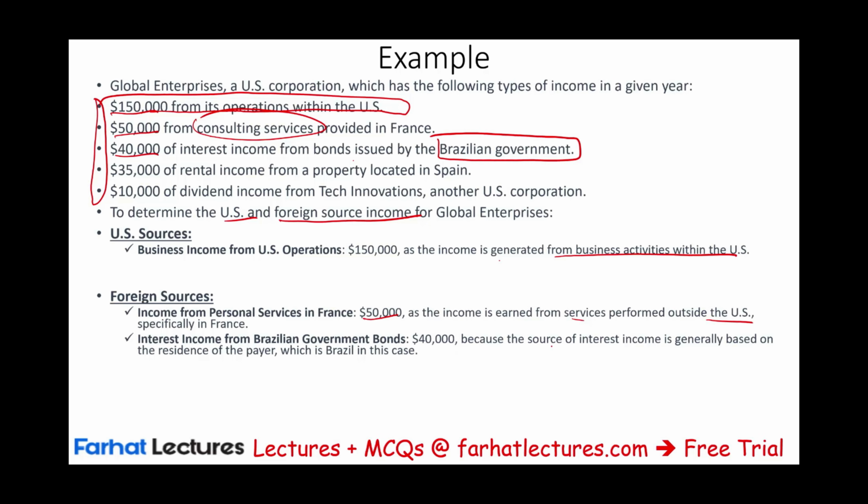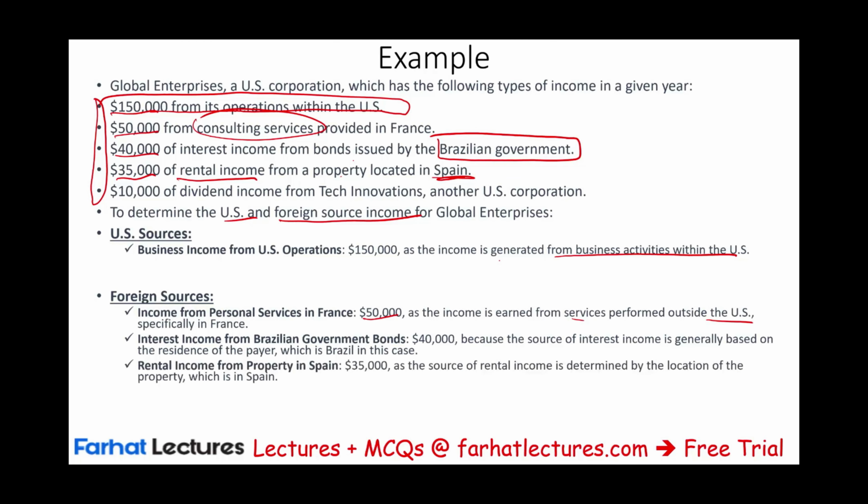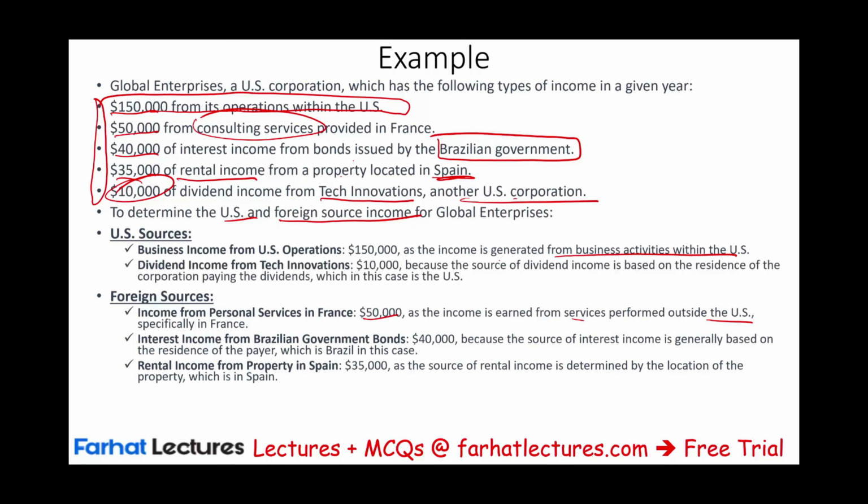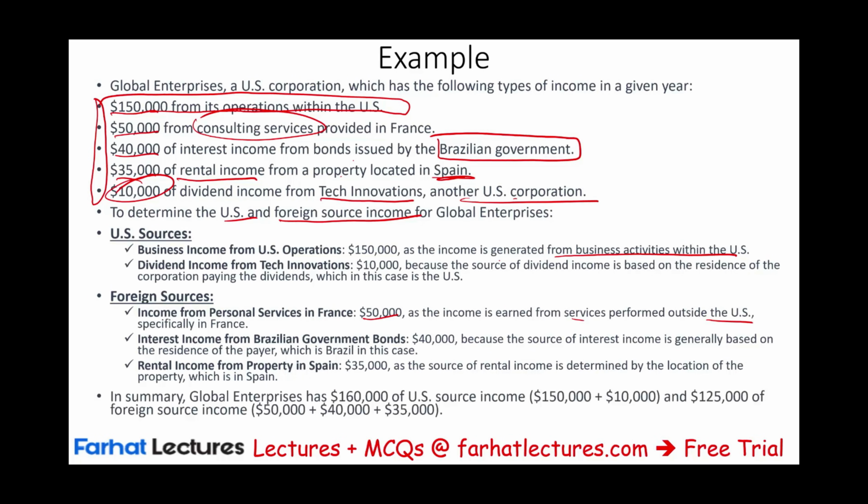Interest income from the Brazilian bond is determined by the payer. Who's the payer? The payer is foreign. It's not the US. It's not a US government entity. It's not a US bank. $35,000 of rental income from property located in Spain. Spain, not in the US. Rental property is based on location. This is a foreign income. $10,000 of dividend income from Tech Innovation, another US company. Well, $10,000, it's a dividend from a US corporation, a US source income. At the end, you might have to summarize all your income from the US, all the income from the foreign sources, and if you have any deductions, you will compute the deductions as well.